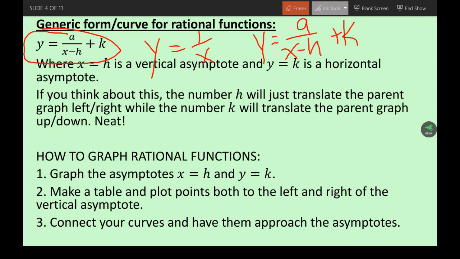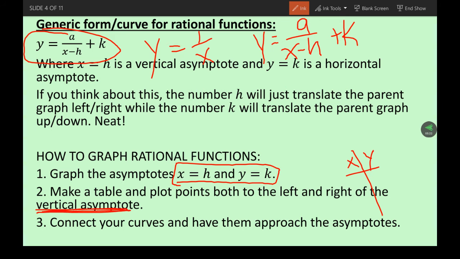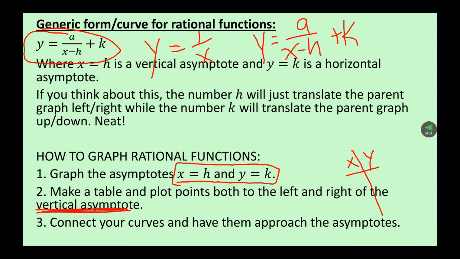Okay, so really how we're going to graph these things is step one, we're going to draw our two asymptotes, the vertical ones at x equals h, horizontals at y equals k. Then we're going to make just an xy table, pick a bunch of values, and you probably want to pick x values that are close to the vertical asymptote. Plug in a bunch of numbers, connect our curves, and we should see our nice hyperbolas.